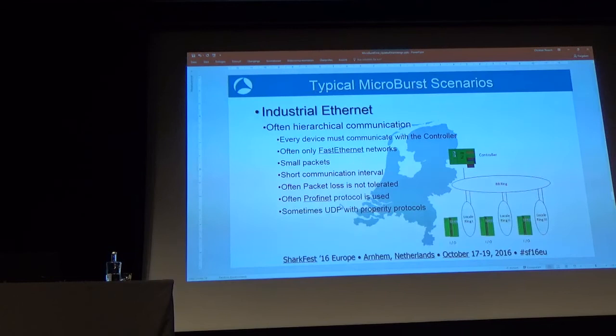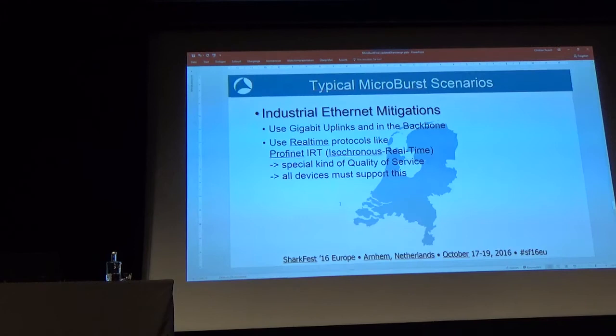And also, that's interesting, in the industrial environment we have the possibility of using real-time protocols, like Profinet IRT, isochronous real-time Profinet. Profinet IRT provides us a special kind of quality of service. You can say, okay, 50% of my line is always for Profinet IRT, and you can define time slots for when a packet arrives. So the total chain of all devices knows when the packet comes and transports the packets.